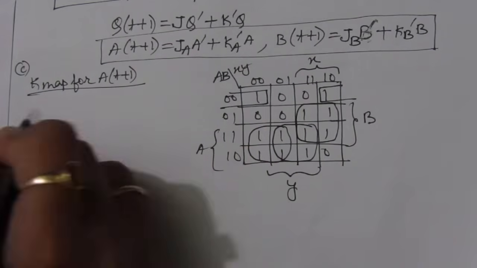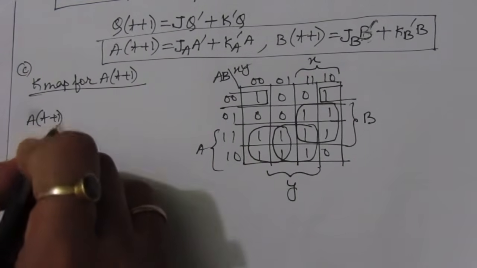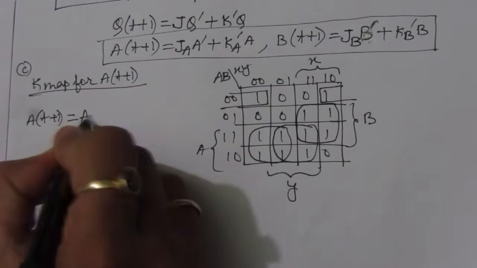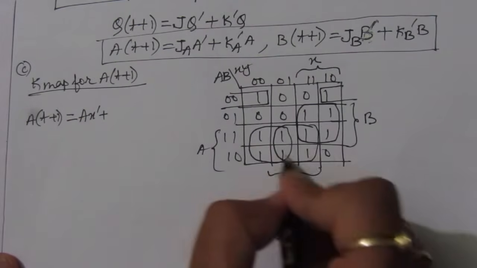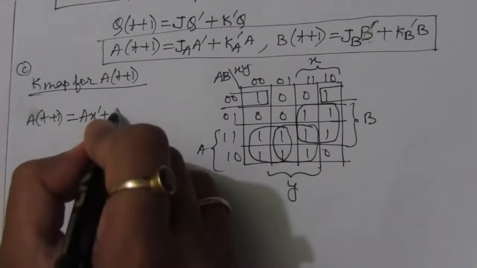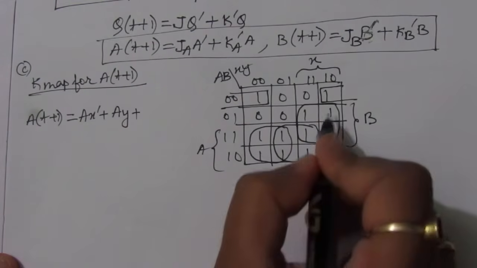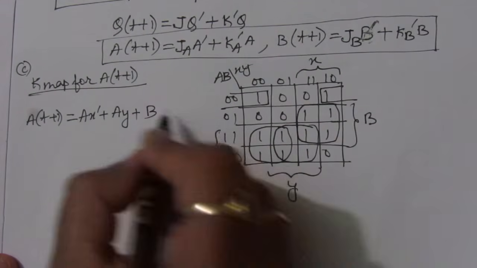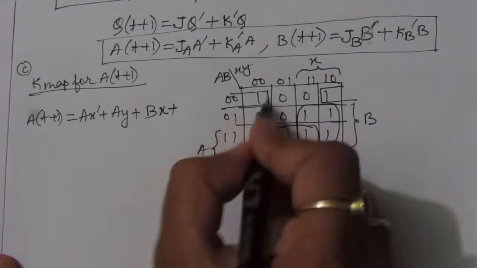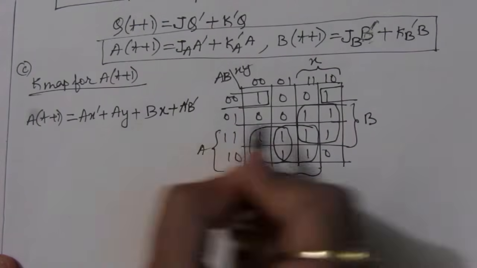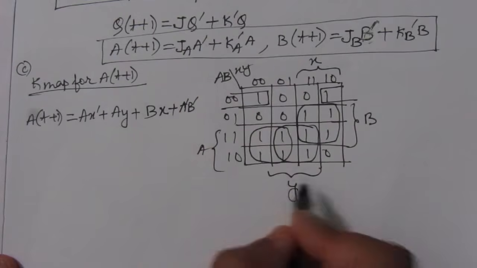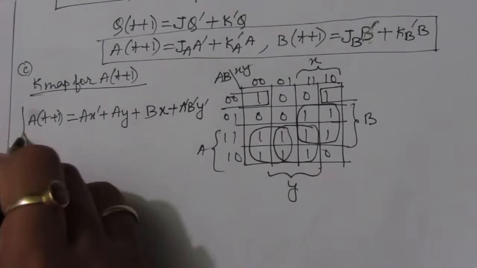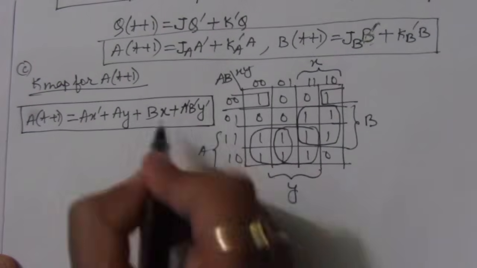So A of T plus 1, the expression will be, for this term we will have A, and from this side we will have X bar, A X bar plus, for this term we will have A Y, plus, for this term we will have B, and from this side we will have X, plus from this term we will have A bar B bar, and from the first and the fourth column we will have Y complement, A bar B bar Y complement. So this is the state equation for A.